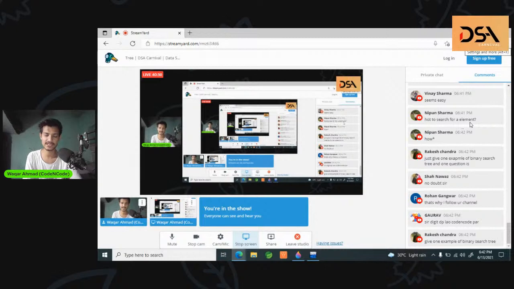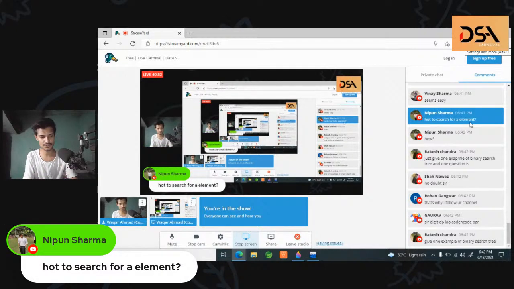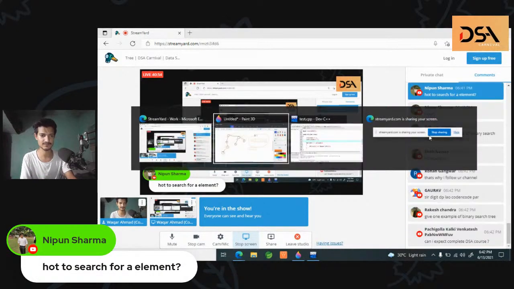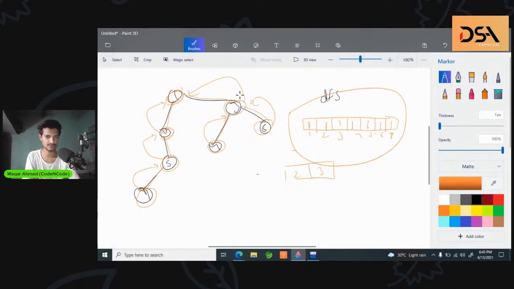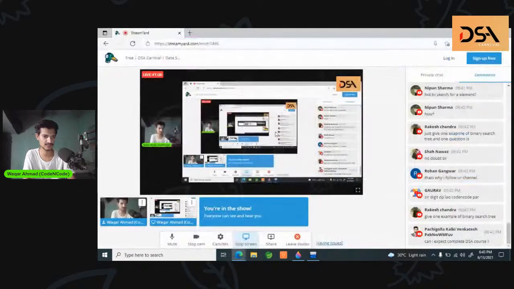How to search for an element? Basically, this question should be regarding a tree, right? What I'm able to understand is this: for example, for node 3, you wanted to search whether it is directly connected to node 4 or not, right? That is what you meant by your question, how we can search an element.